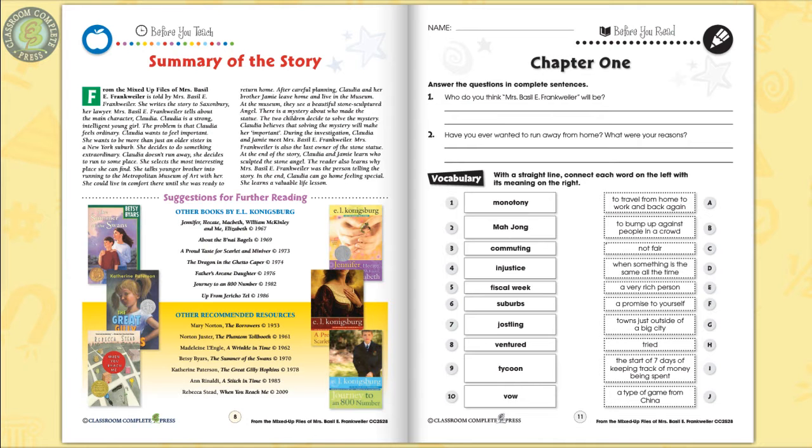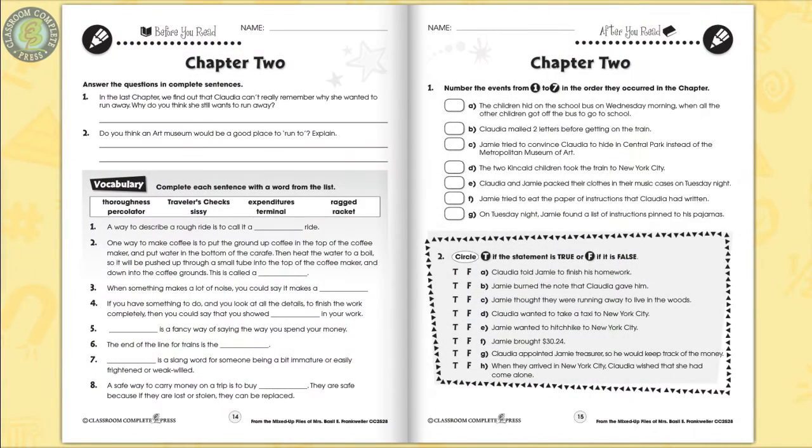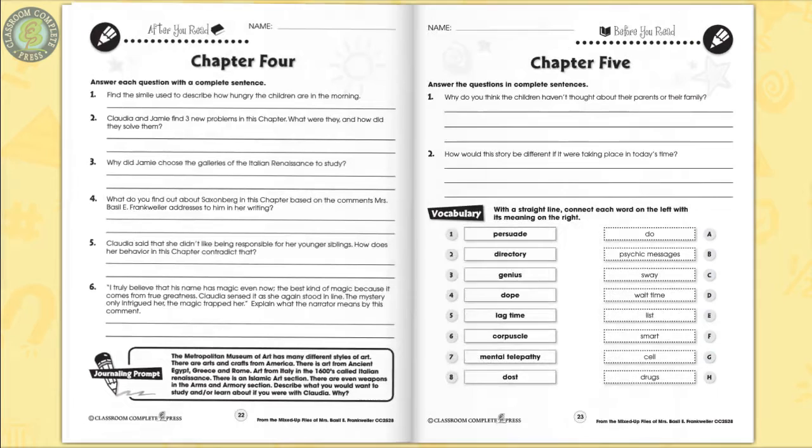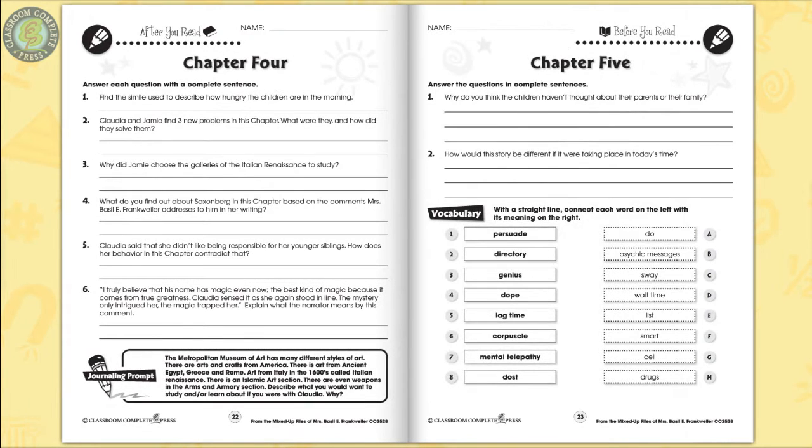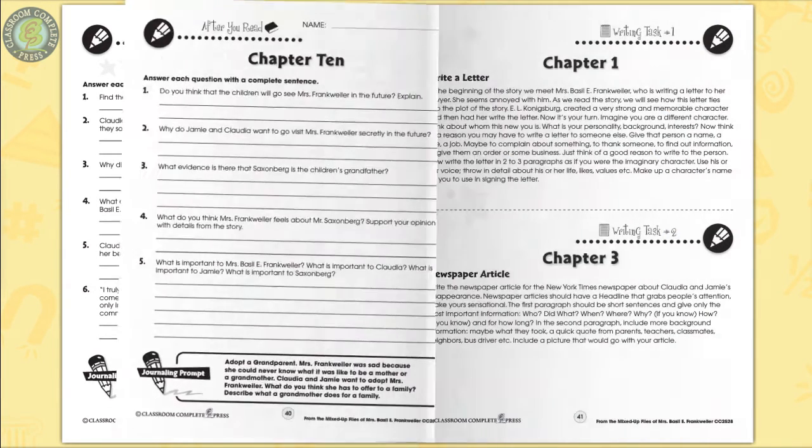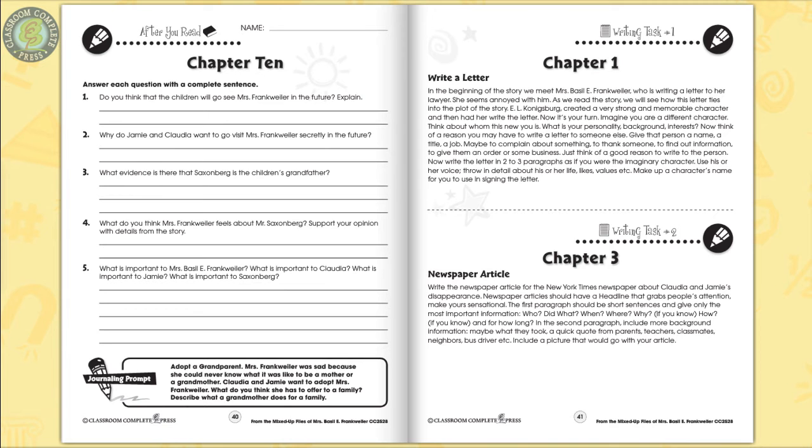Imagine who the character of Mrs. Basil E. Frankweiler will be and what role she will play in the story. Put the Kincaid children's actions in the correct order they occurred as they ran away. Find a simile used to describe how hungry the children are in the book. 6 additional writing tasks follow.